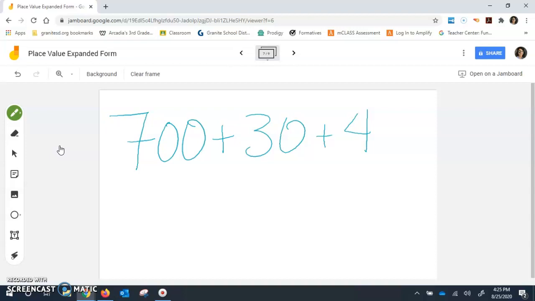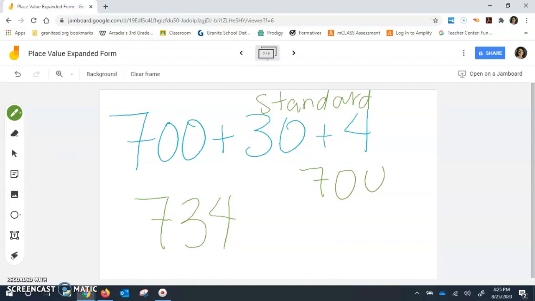Now we're taking our number from expanded form and putting it into standard form. Like so. And remember, standard form is just a fancy way of saying a regular number. So I look at this and I see I have 700. So in my number, I have 7 in the hundreds place. I also have a 3, which goes in the tens place, and then a 4. 734. You could sit there and add these numbers together, 700 plus 30 plus 4, but all my numbers have to be lined up, and that can kind of get tricky.